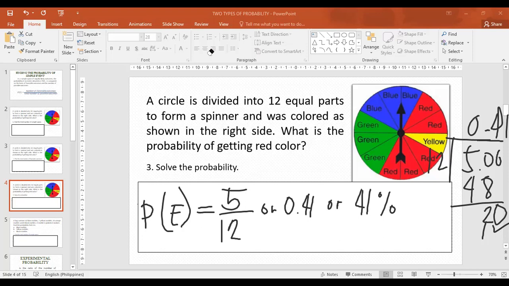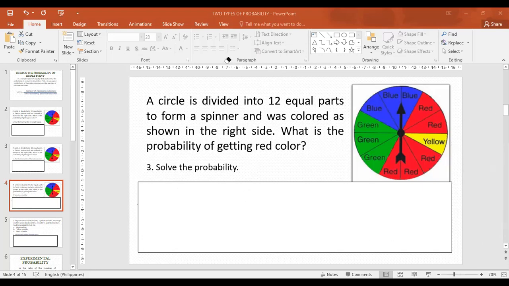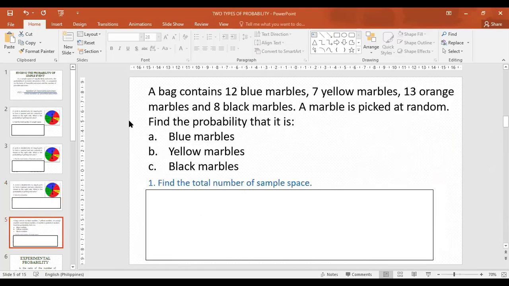Okay? So, let's have another example. You can screenshot this. Okay. Next. A bag contains 12 blue marbles, 7 yellow marbles, 13 orange marbles, and 8 black marbles. A marble is picked at random. Find the probability that you will get: letter A, blue marbles; letter B, yellow marbles; and letter C, black marbles. So, let's solve first for the blue marbles.